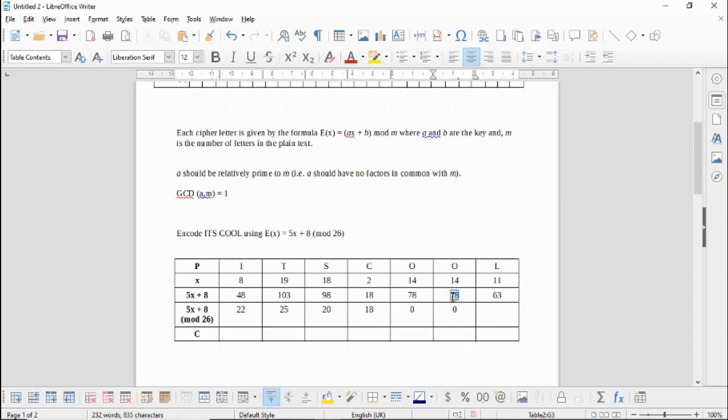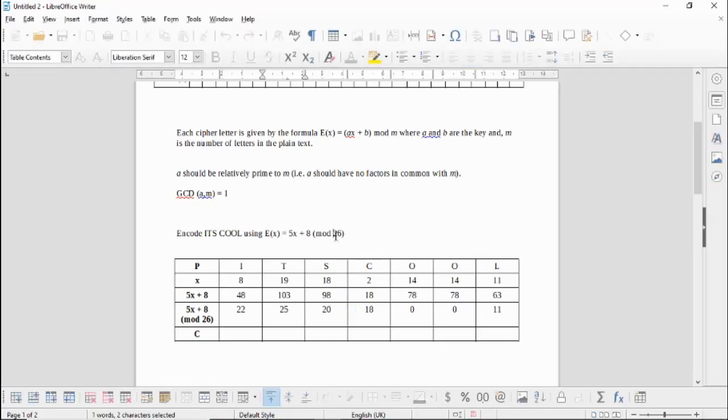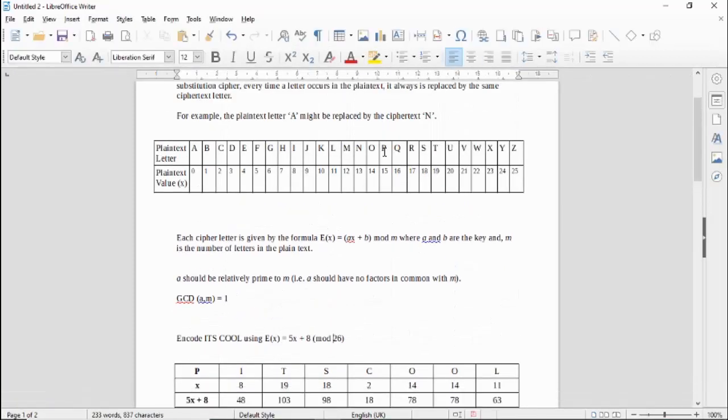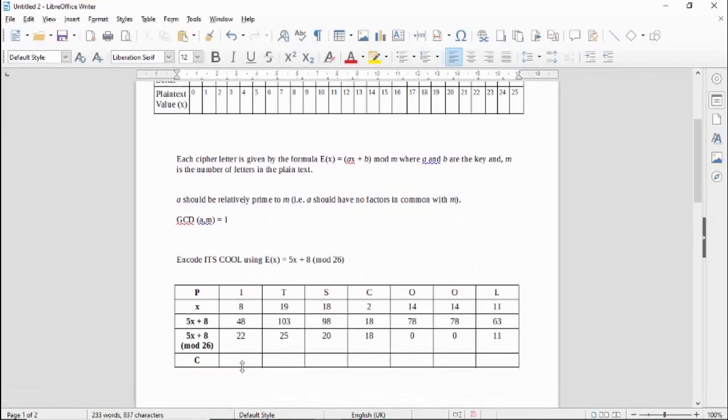Again, repeat the process for 63. How many 26s can go into that? 2 26s, 52. 63 minus 52 is 11. 11 again. L's lucky, isn't it? As you'll see. So therefore, we use these values as plain text values, and we're going to use them here to work out our ciphertext letters.